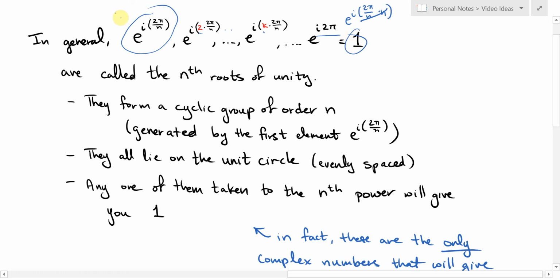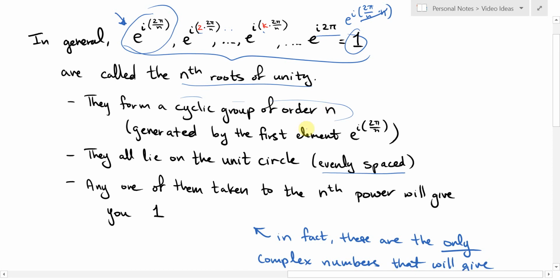And this first guy is always a generator. It may not be the only generator, but it is always an example of a generator. This collection of n numbers are called the nth roots of unity. They form a cyclic group of order n. They're all generated by that first element. They all lie on the unit circle. They're evenly spaced. They do form a regular n-gon.